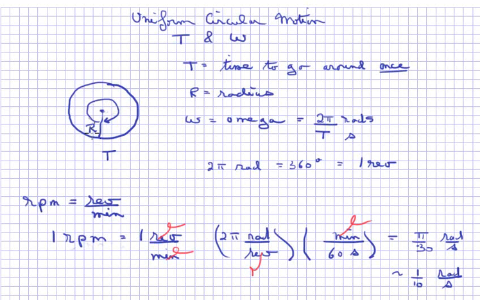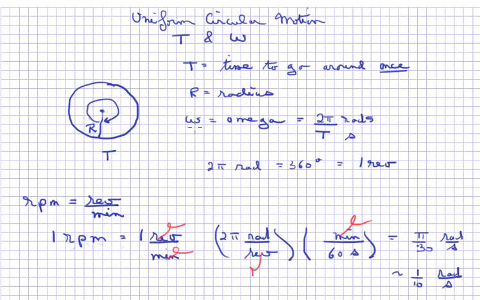That's the dot that I have right here. And we will say that the period T is the time for the object to go around the circle once and come back to its starting position. So T is the time to go around once. R is the radius.